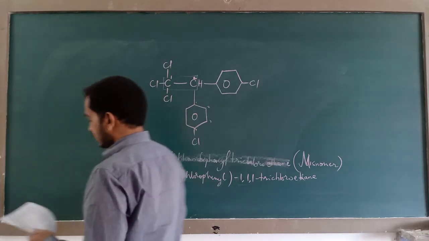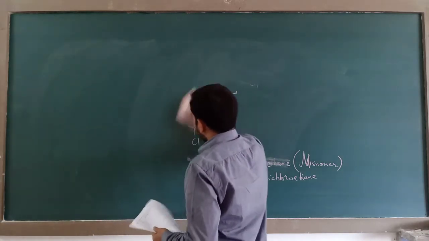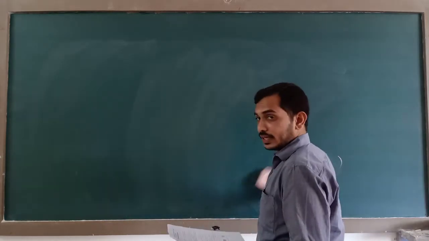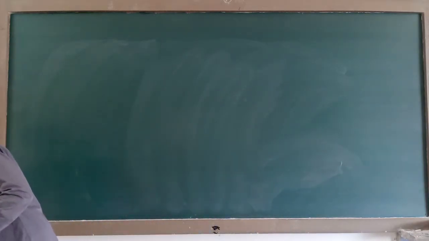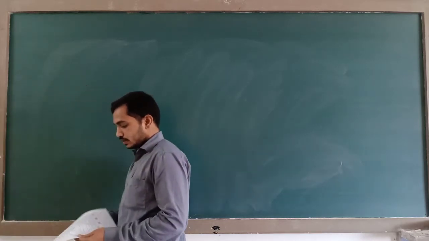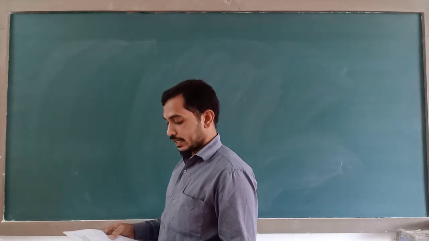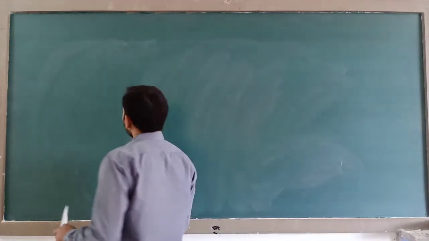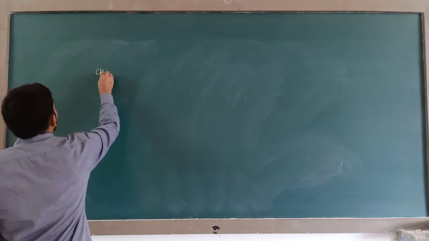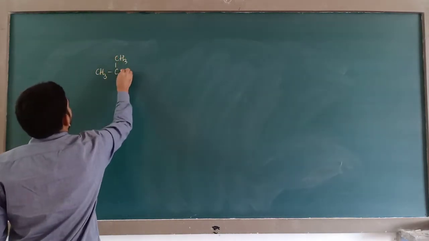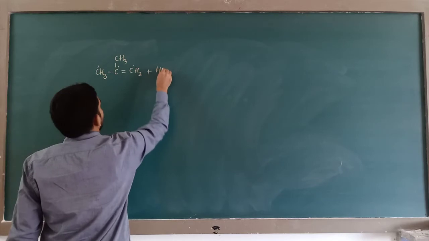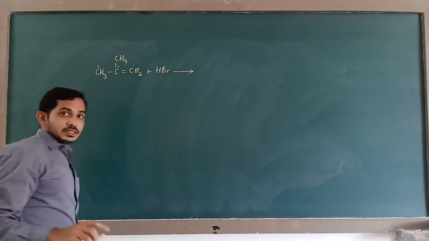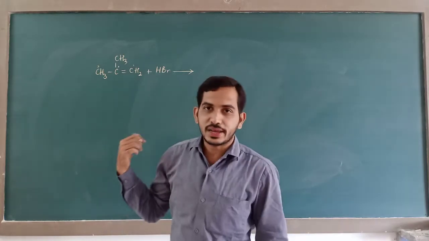The next question. What is the main product of the reaction between 2-methyl propene with HBr? Now let us find out what will be the product. You have 2-methyl propene, this is 1, 2, 3. It says what is the product when 2-methyl propene reacts with HBr.